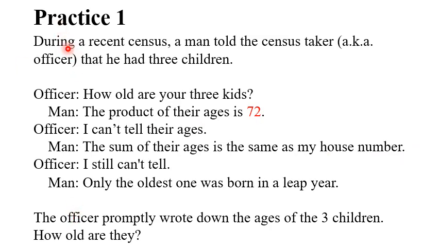Now here is practice 1, which is very similar to example 1. Of course, the scenario changed a little bit, now involving a man and a census taker, but still talking about the 3 children, and the main difference is actually the product of the ages is now 72 instead of 36. All the rest of the information remains the same. Now, can you figure out how old they are? Pause the video now and give it a good try.